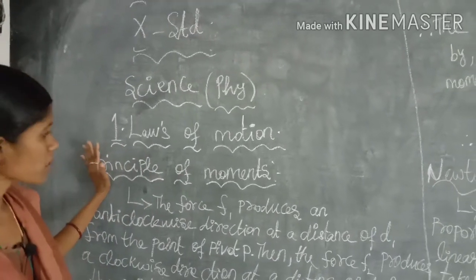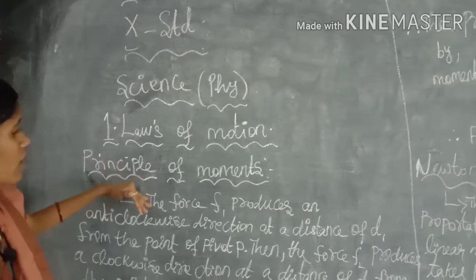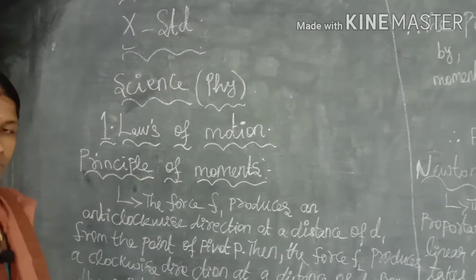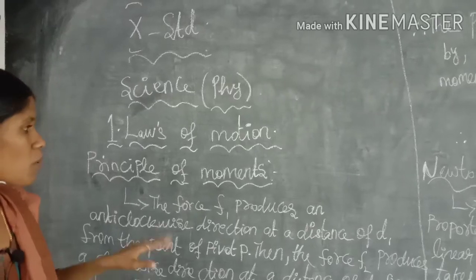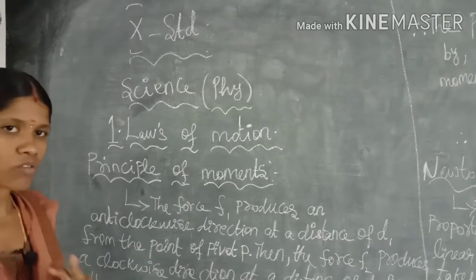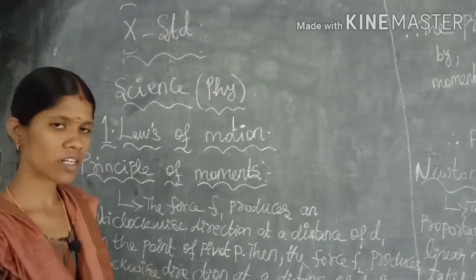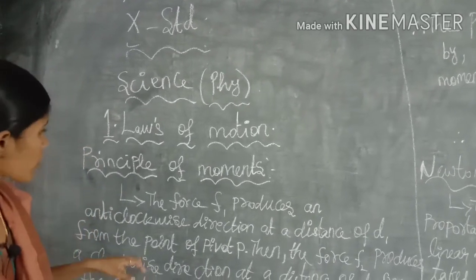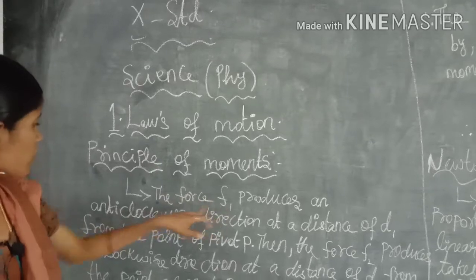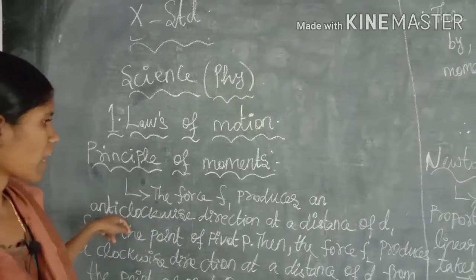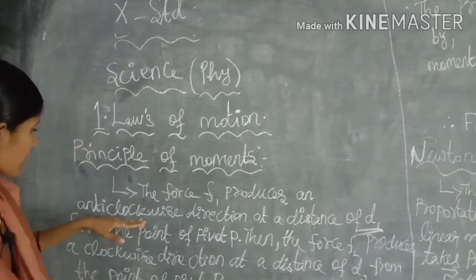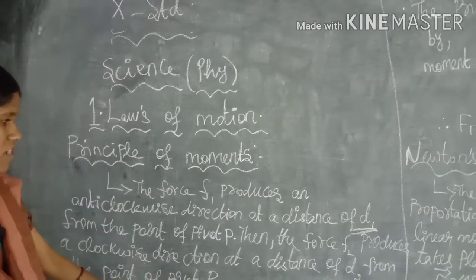What is the principle of moments? In this case, we have to consider two forces, F1 and F2, because for the moment of a force we have two cases: clockwise direction and anti-clockwise direction, as we saw in the last class. Here we have two cases, anti-clockwise and clockwise.